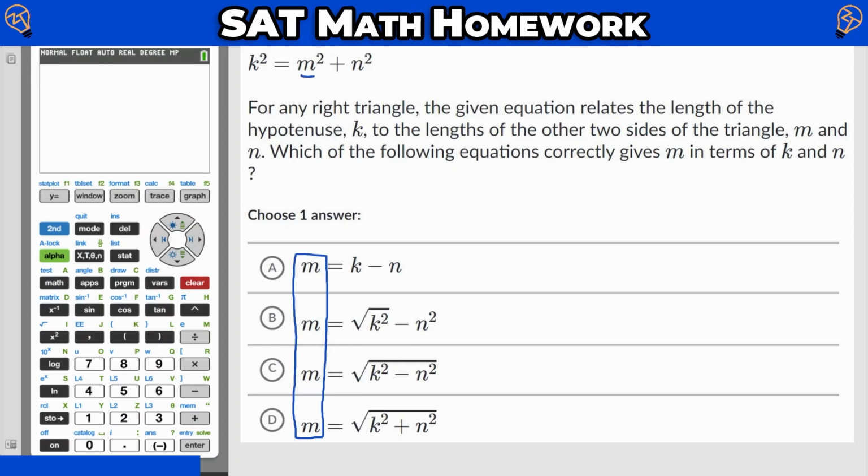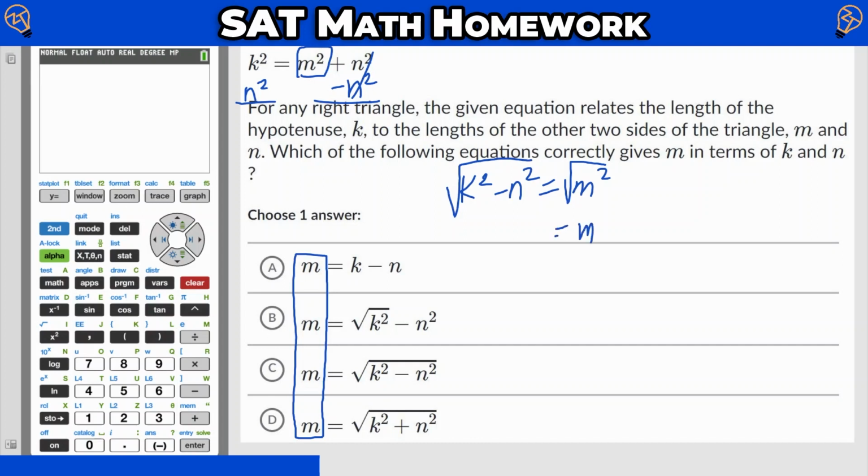So if we're trying to get M by itself, first let's get rid of what's loosely attached, which is the N squared. So we'll subtract that from both sides. And then finally, to undo squaring something, you're going to go ahead and square root both sides. Now, technically, whenever you take the square root of something squared, you get two answers, plus or minus. However, notice, according to the answer options, they're just looking for one of the solutions, the positive version, and it matches with option C.